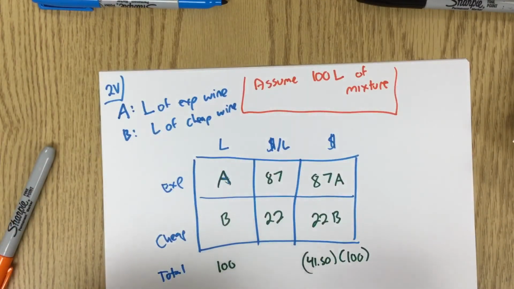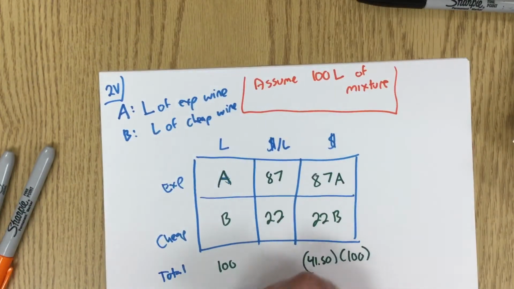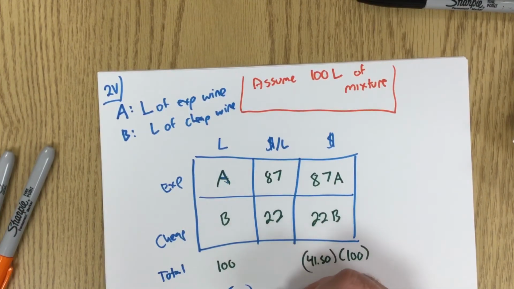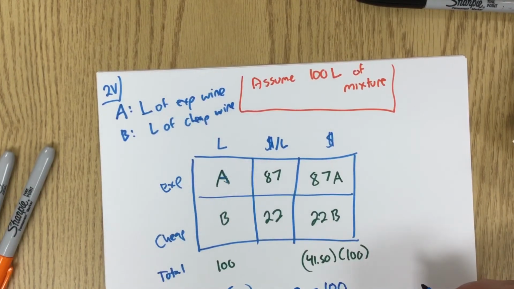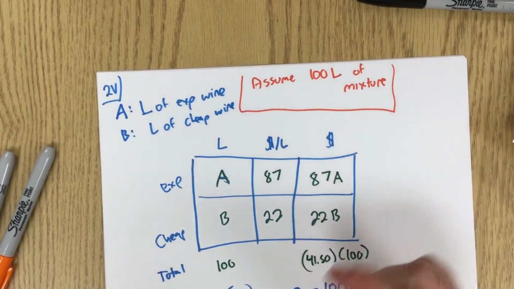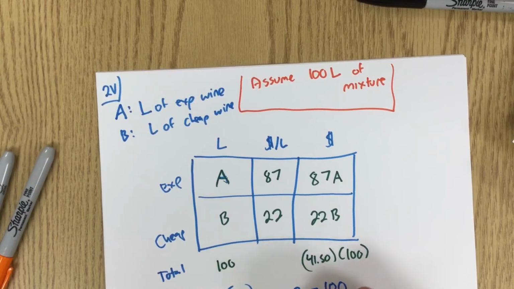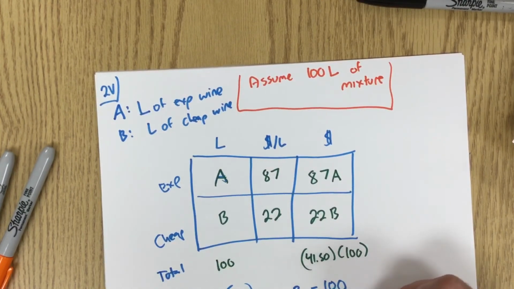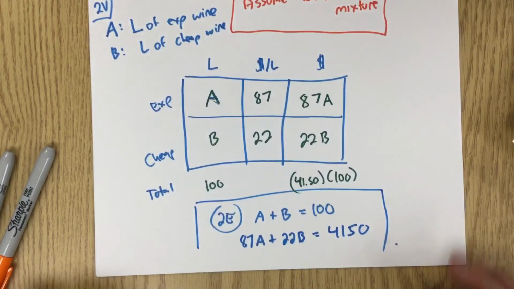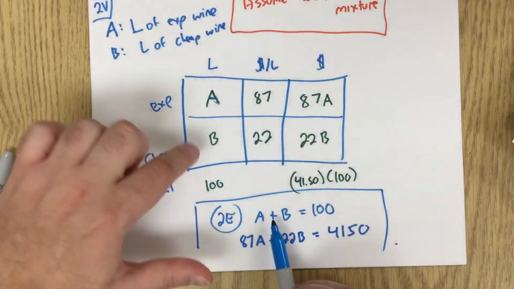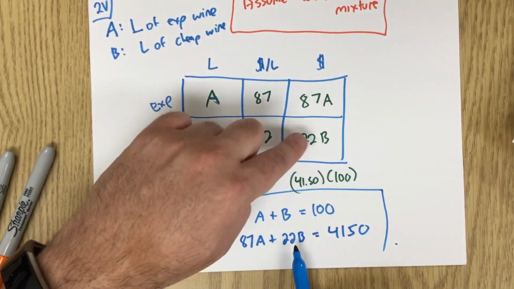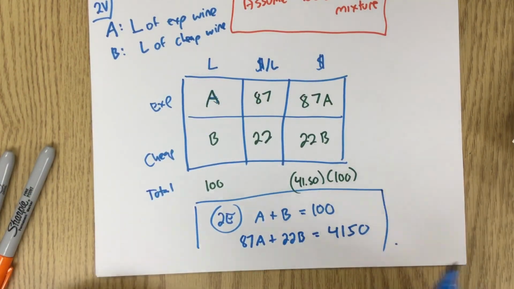So putting that together, we can make our equations. So A plus B equals 100. And then we have 87A plus 22B equals 41.50 times 100, which is 4,150. And this would be the equation. Oops, that went off the paper. So the A plus B is 100, and 87A plus 22B is 4,150. And those are the equations.